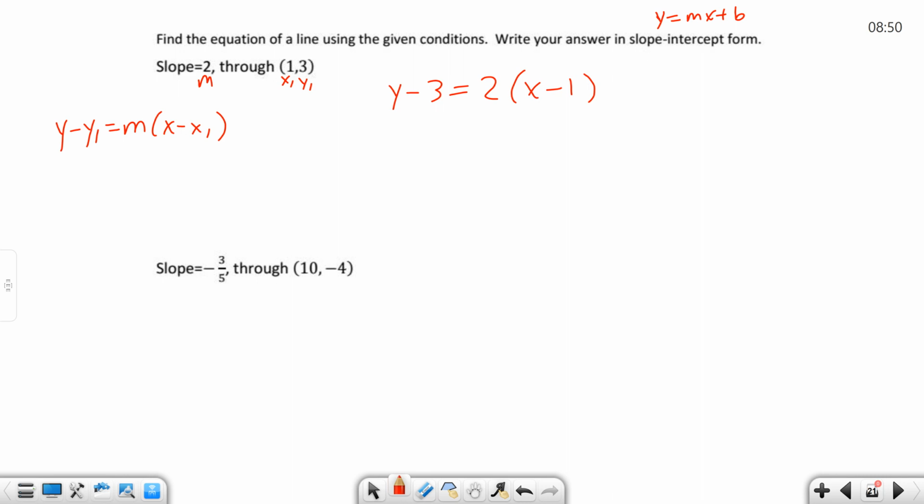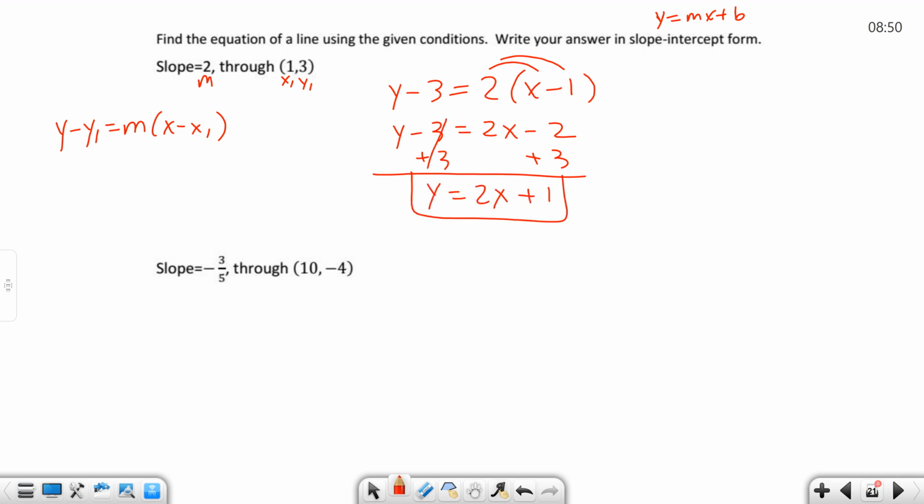Why did I want you to do that? I don't know. I don't even know if I have a favorite form of a line. I'm just messing. Y minus 3 equals 2x minus 2, right? Distribute. Then we're going to add 3 to both sides because we want y by itself. Y equals 2x plus 1, and that is it. So there, what is m? M is 2. The slope is 2. What is b? Little b, the y-intercept, is 1 there.